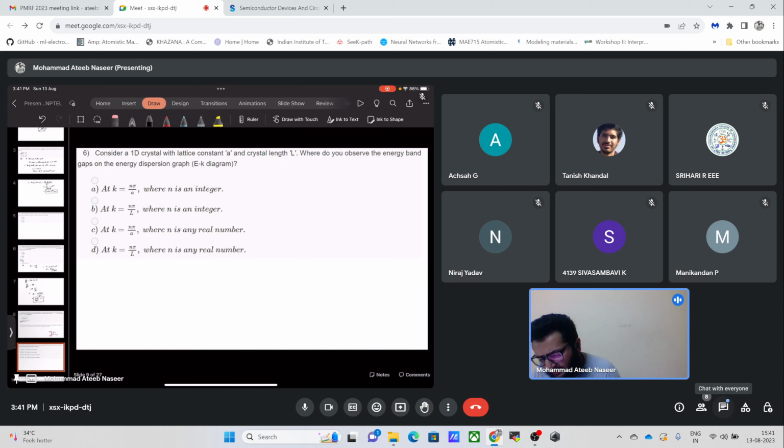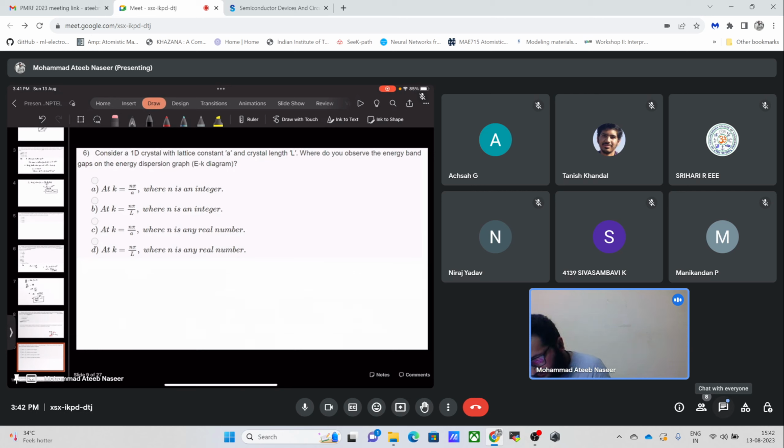So where do you observe these energy band gaps on the energy dispersion graph? Now you all must have seen this Kronig-Penney model, and you must have seen how these energy band gaps evolve. Let's not go into that particular thing, and let's not move to these diffraction kind of things. You must have seen this when we solve this Kronig-Penney model, which is basically this thing.